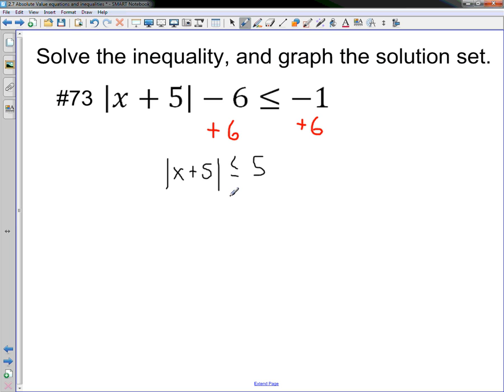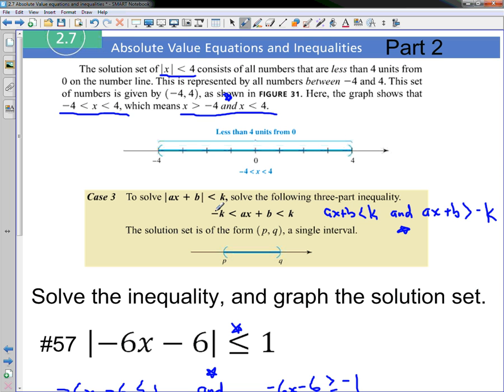Now I can go ahead and break this apart. So what we're looking for here is we have a less than or equal to symbol. So remember when we're dealing with a less than or equal to, we're going to break it up with an and statement. Okay?